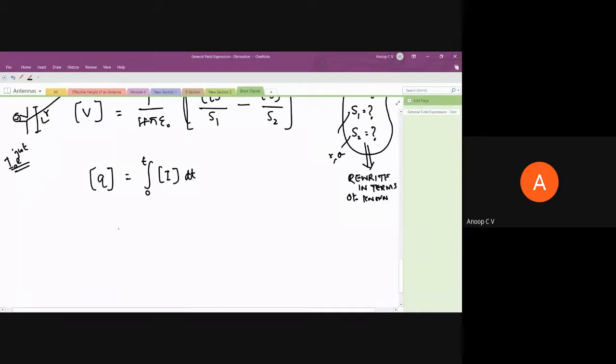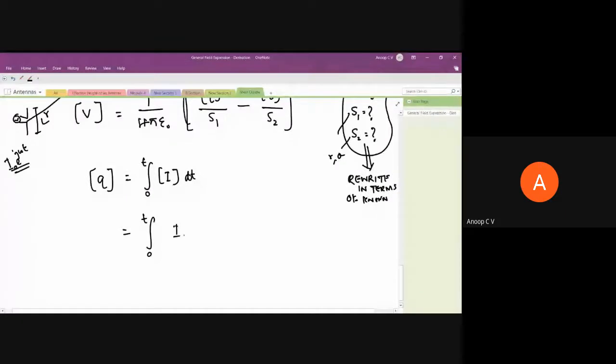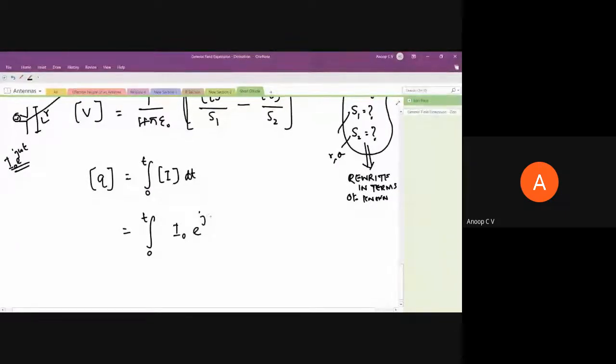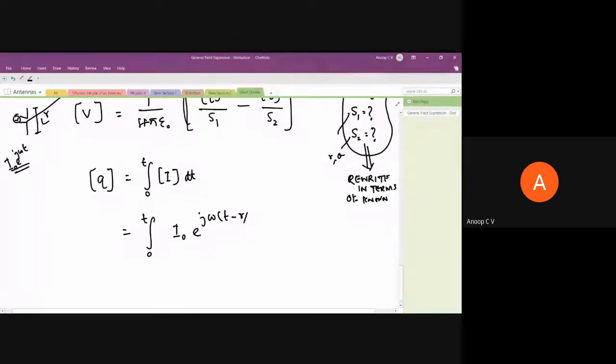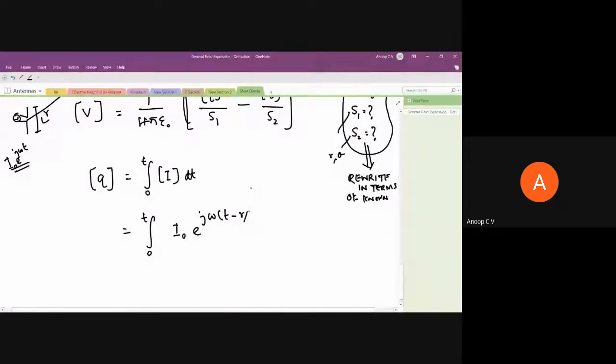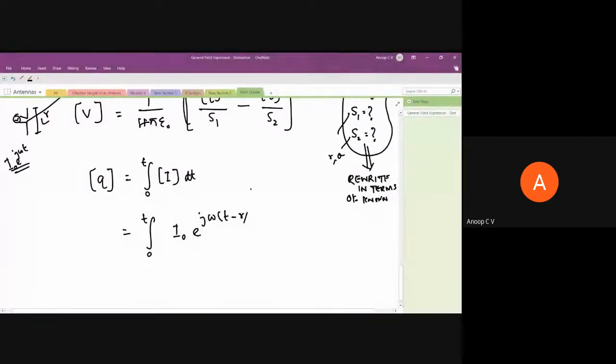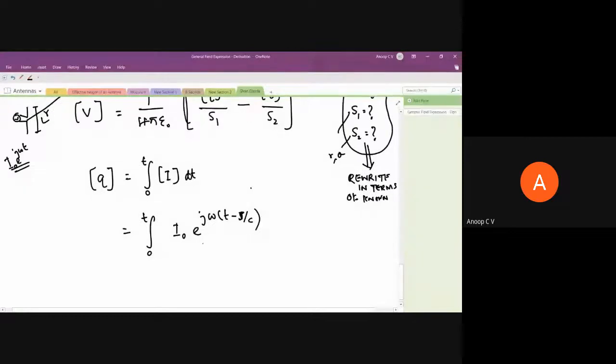So what actually is this integral 0 to t? I is nothing but what? I naught e power j omega t minus r by c. Not r, here I should use s, in fact. I should be using s. Why? Because we are dealing in terms of the current at the differential, like so s by c dt.